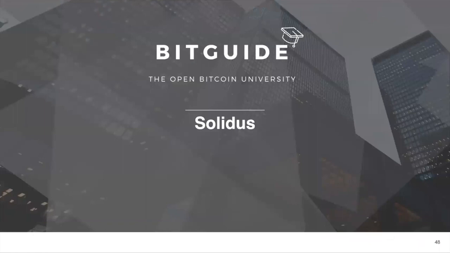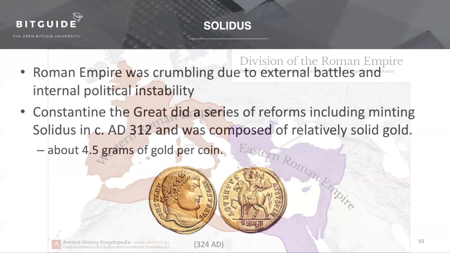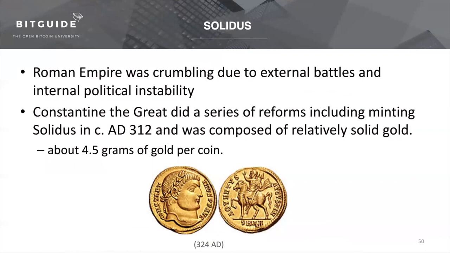So as this was happening, a new coin emerged, which was called the solidus. And while the empire was crumbling due to external battles and internal political instability, Constantine the Great started a series of reforms, including minting a new coin, the solidus, in 312 AD, which was composed of relatively solid gold, about 4.5 grams of gold per coin. Below you can see the image of one of the first coins.